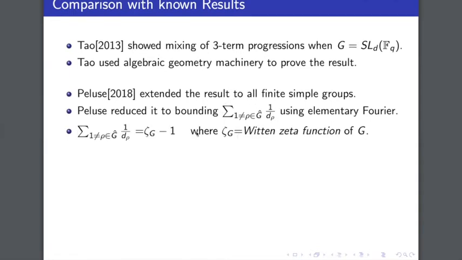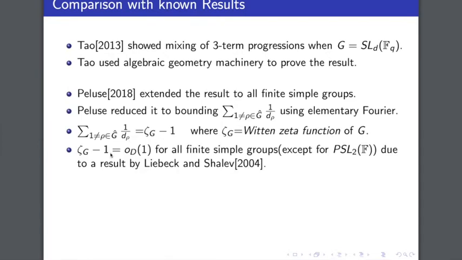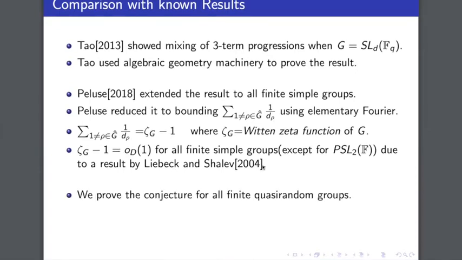And this quantity equals zeta_G(-1) minus 1, where zeta_G is the Witten zeta function of G. And zeta_G(-1) minus 1 is little o of 1 for all finite simple groups, except for one specific group, PSL_2(F). This term is small by a result due to Liebeck and Shalev from 2004, and Peluse uses this result to get the final bound on the finite simple groups.